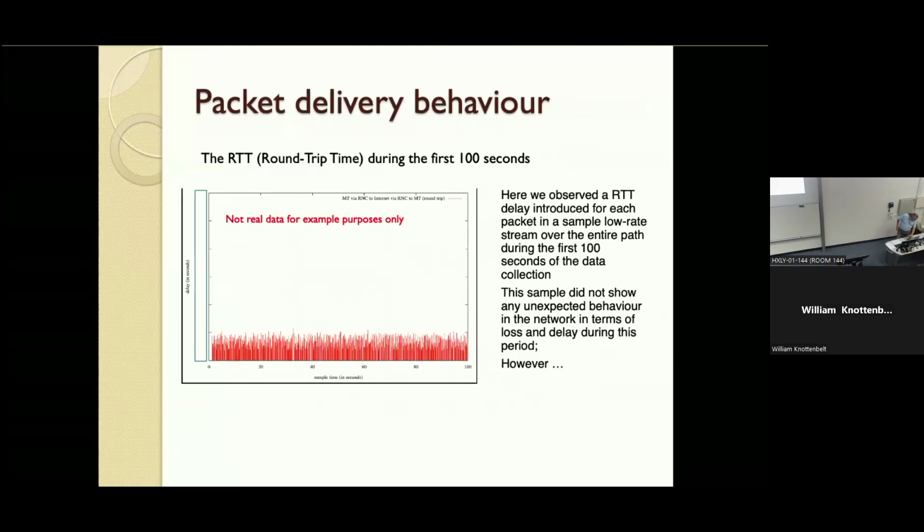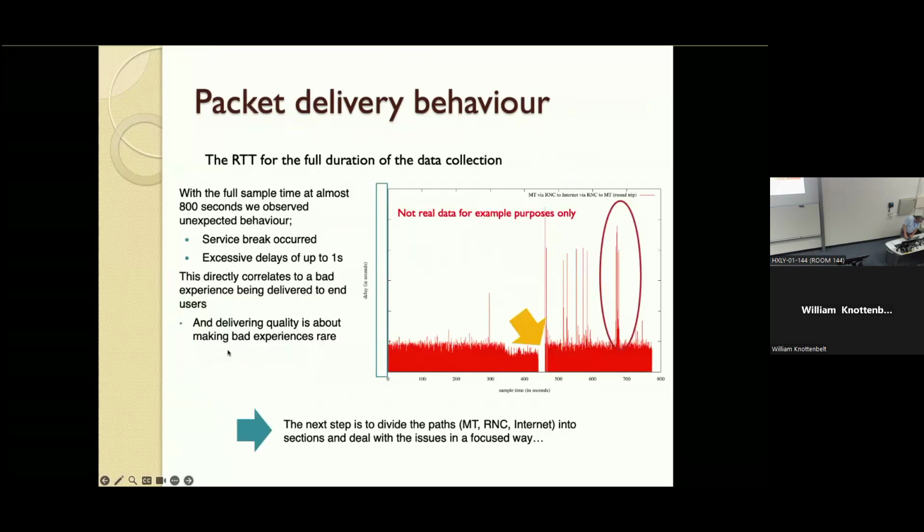So here we look at the round trip time. Here it's over the first 100 seconds, okay? Now this is fake data. It has the same structure as the real data, but for reasons of NDA, it's not the actual data. So here we observed a round trip delay. Seems to be fine, right? Over the first 100 seconds.